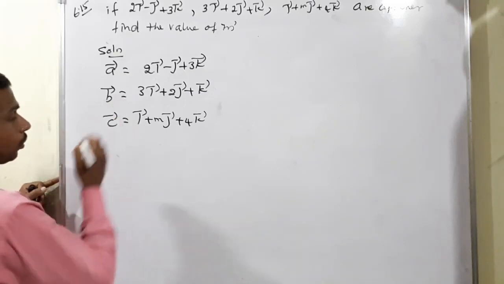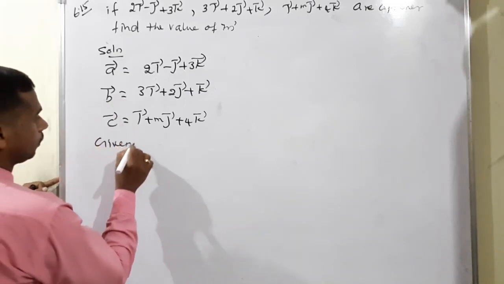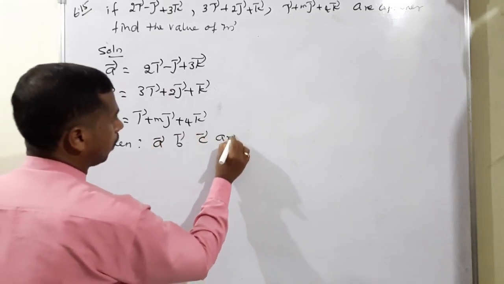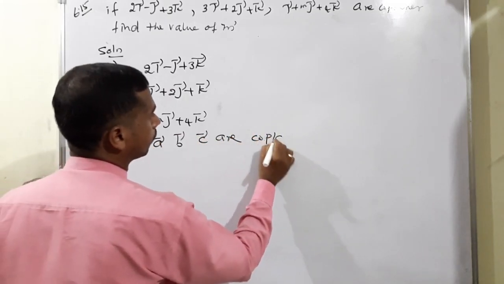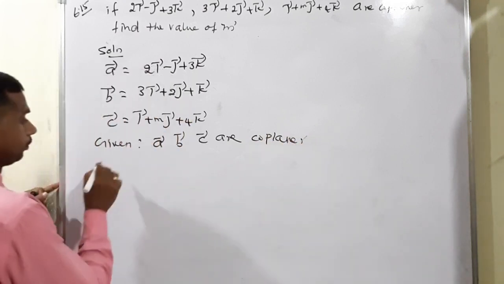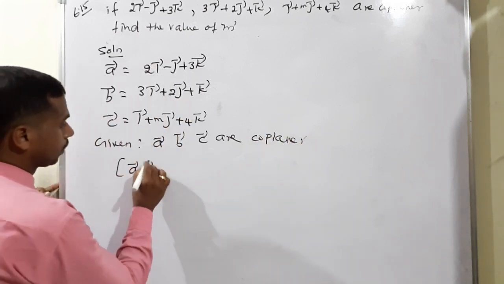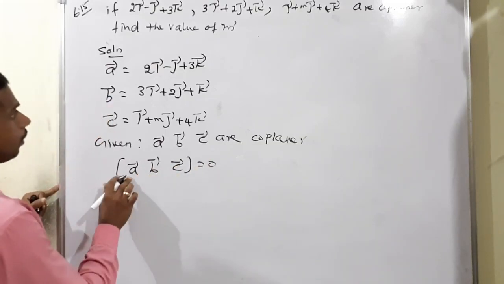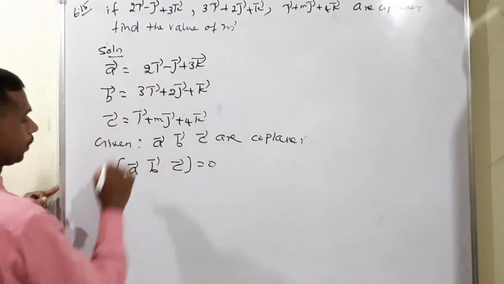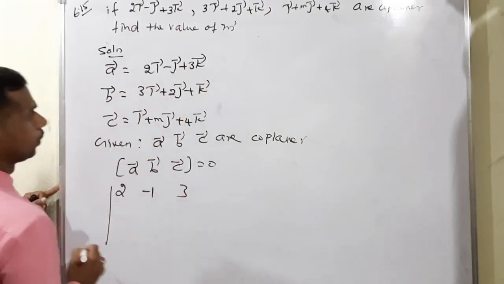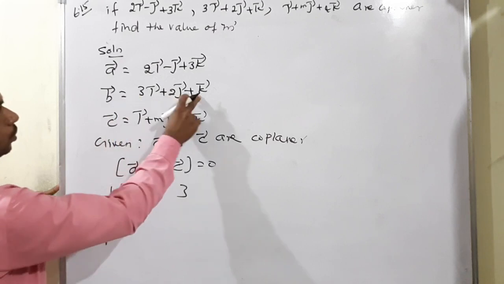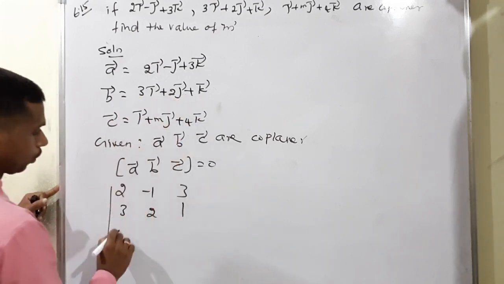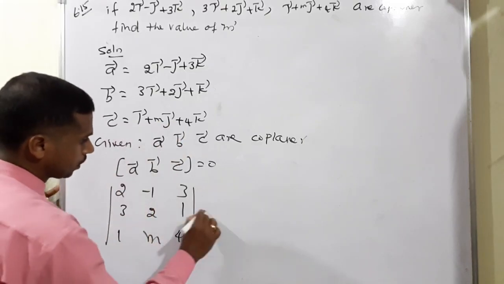Now the given condition is that they are coplanar. So given vector a, vector b, vector c are coplanar. Therefore, the box product of vector a, vector b, vector c is equal to 0. Now determinant form: vector a means 2, minus 1, positive 3. Vector b means 3, 2, 1. Vector c means 1, m, 4, is equal to 0.